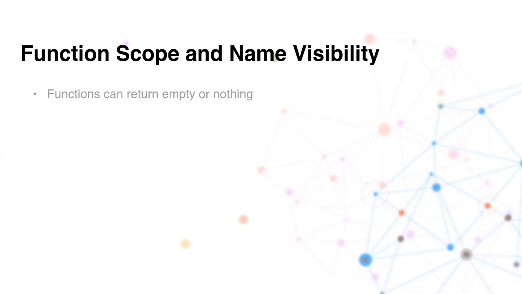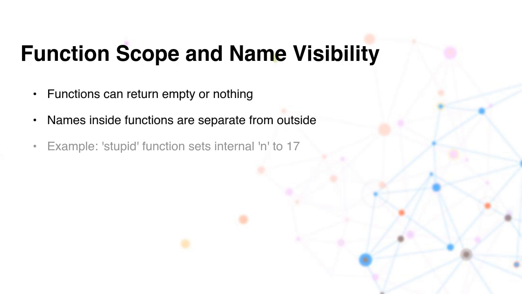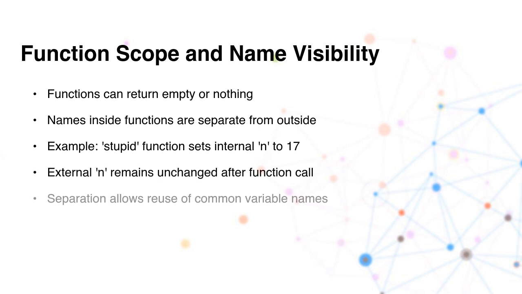Functions create their own scope, separating internal names from the outside environment. This allows for the reuse of common variable names without affecting external variables. For instance, a function could set an internal variable n to 17 without changing an external n.